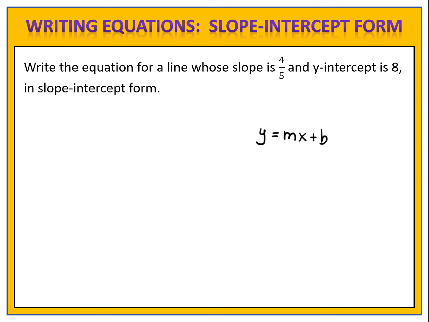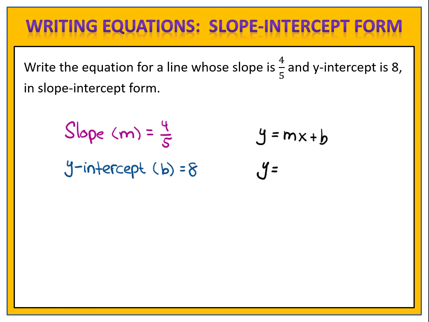Let's see how you did. The problem tells us that the slope is 4/5 and the y-intercept is 8. We substitute these values into the equation. Y equals m is 4/5, x, and b is 8. So y equals 4/5 x plus 8. This is the equation of the line in slope-intercept form.